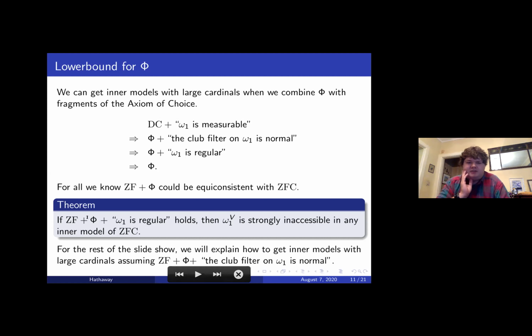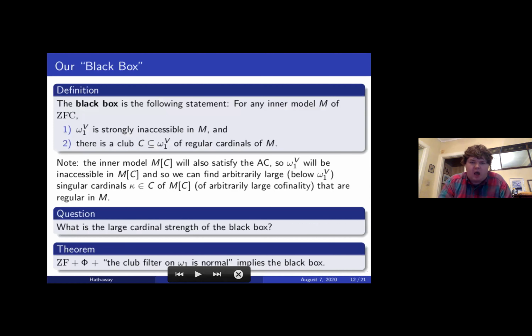Okay, so that's all I'm going to say about phi by itself, and that's also all I'm going to say about phi plus omega 1 is regular. However, we can say a lot more if we look at the theory phi plus the club filter on omega 1 is normal. So we're not saying that the club filter is a normal ultrafilter, we're just saying that the club filter on omega 1 is normal. All right, so how are we going to get any kind of large cardinal strength from phi plus the club filter on omega 1 is normal?